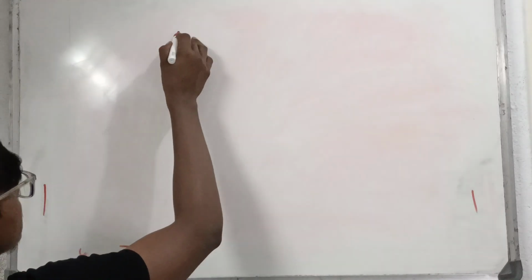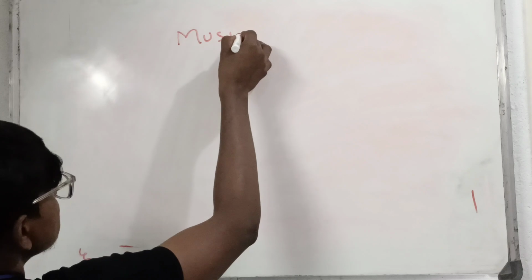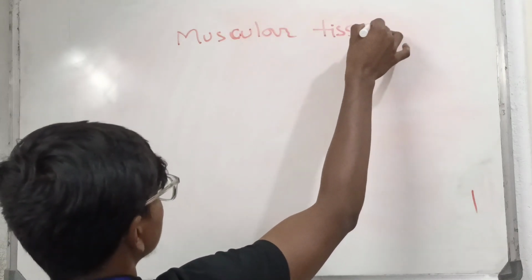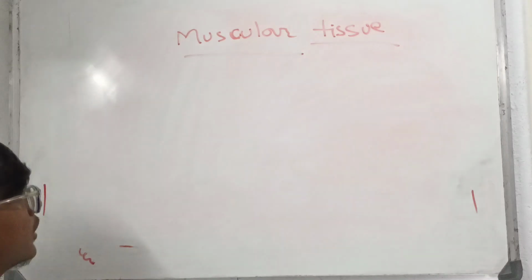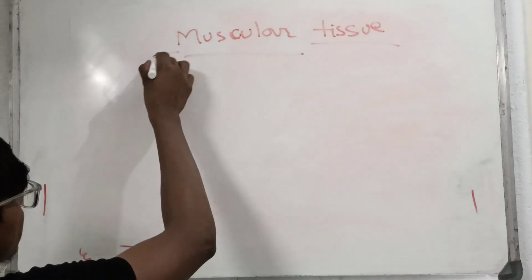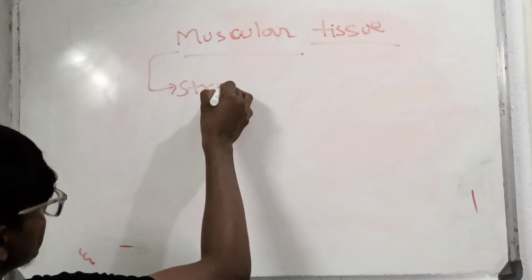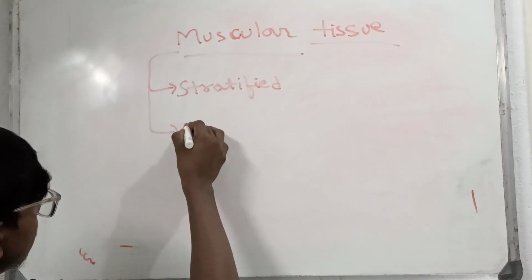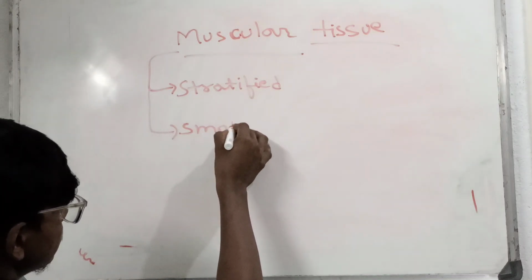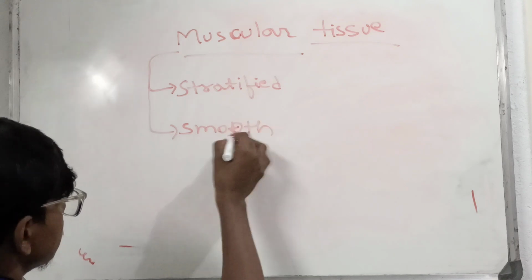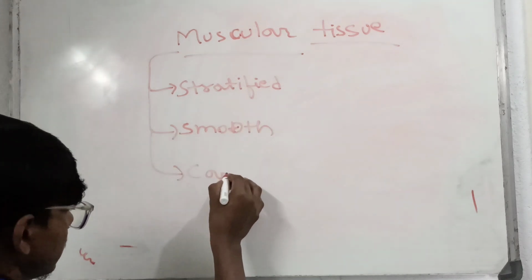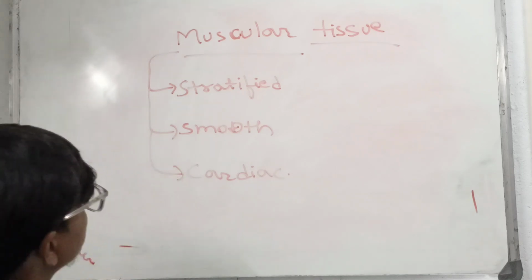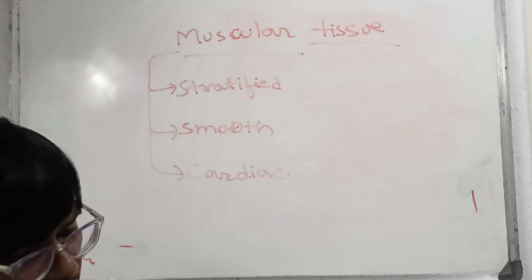That is the muscular tissue. So this will have three different types: striated, smooth, and cardiac. So where are these three types of muscular tissues found?